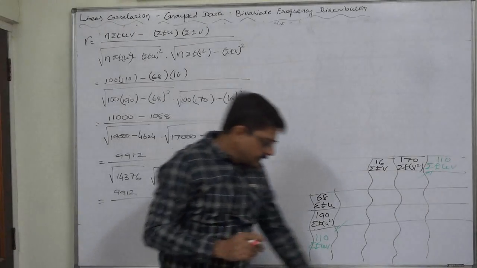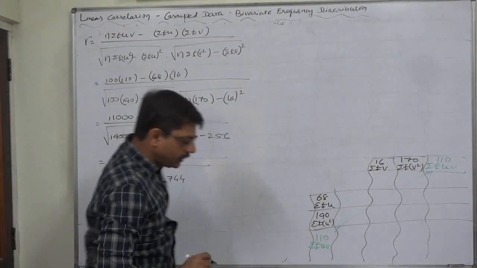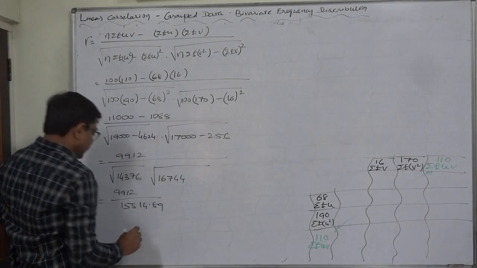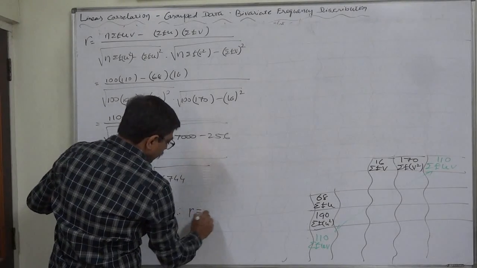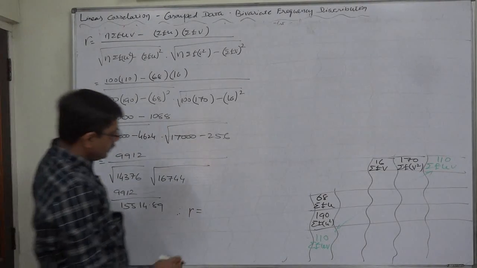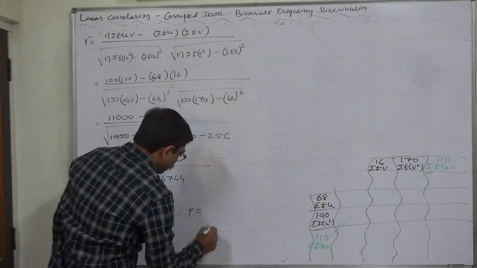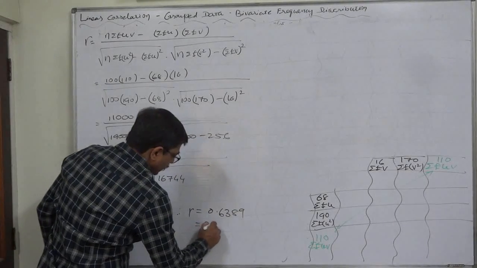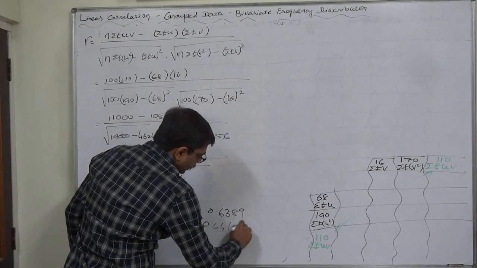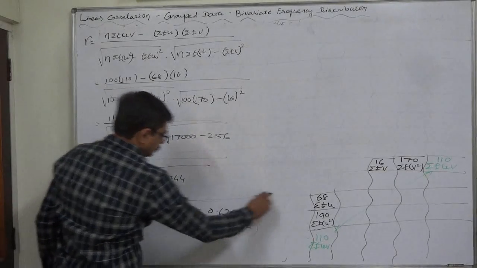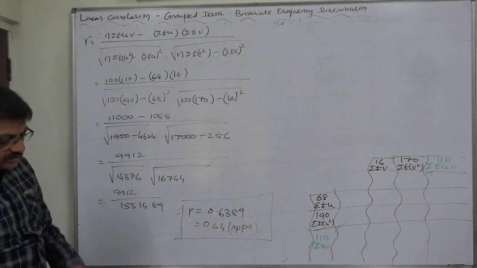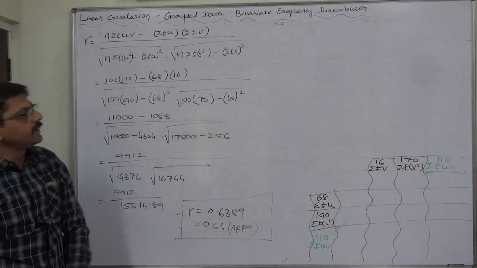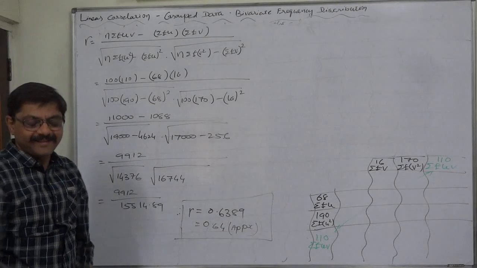So ultimately it is 9,912 upon, we can multiply these two and then find out the square root. That will give us the accurate answer, and it comes to 15,514.89. So the coefficient of correlation between the heights and weights of 100 students of a school comes to 0.6389. You can say that approximately it is 0.64. So this was another case of finding coefficient of correlation for a group data or bivariate frequency distribution. That's it. Thank you very much.